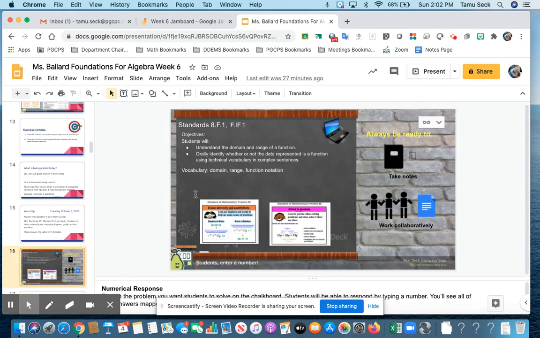Today, we're going to be working on standards 8.F.1 and an algebra standard. That's actually the difference between Foundations for Algebra and Math 8. Foundations for Algebra has some high school standards included. So the algebra standard is F-IF.1.